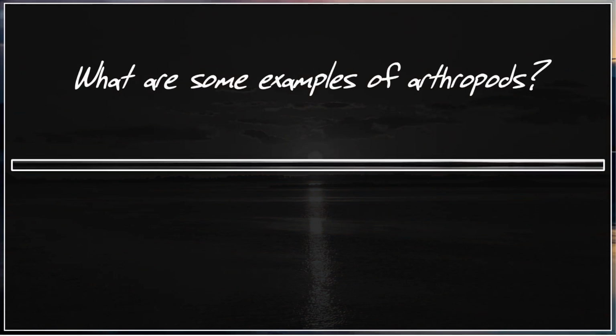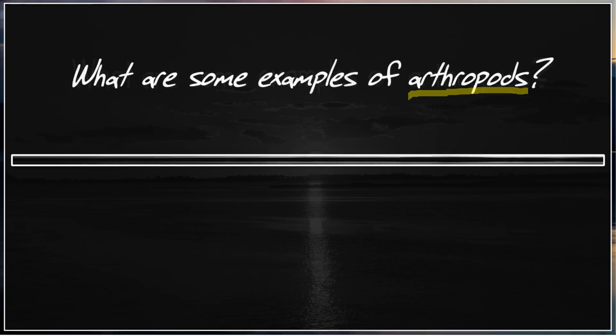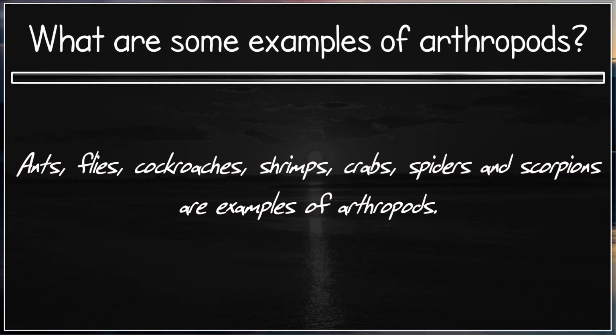What are some examples of arthropods? We have the ants, flies, cockroaches, shrimps, crabs, spiders, and scorpions as examples of arthropods.